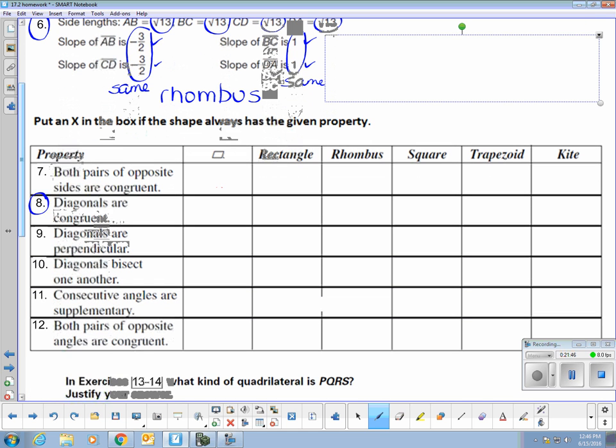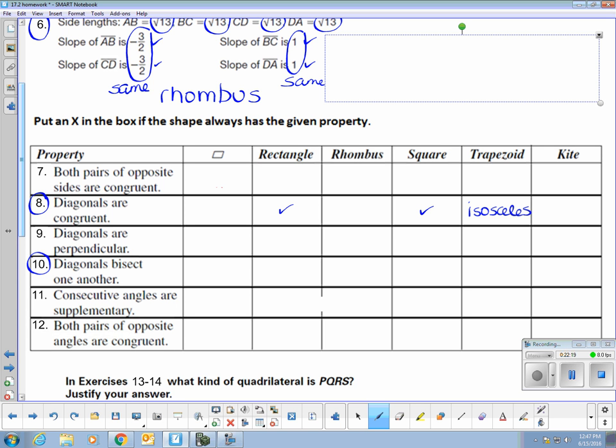Okay, we're looking for all the figures where the diagonals are congruent. That is true in a rectangle. The diagonals are also congruent in a square. Now, the diagonals are congruent in a special type of trapezoid if it were isosceles. So I'm going to go ahead and just put in here isosceles and know that, yes, the diagonals would be congruent if it is an isosceles trapezoid.